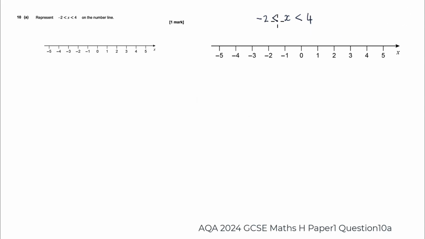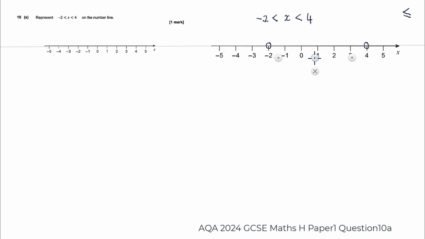Now, these are strictly less than signs. They're not less than or equal to. So we're not allowed -2 and we're not allowed 4. So at the lower end, we go down to -2, but we're not allowed it. That's shown by an empty circle. They stop up at 4, but we're not allowed 4. So again, an empty circle goes there. And we have to indicate that all the numbers on this number line in between -2 and 4 are the ones that we're after. So let's get a ruler onto this.